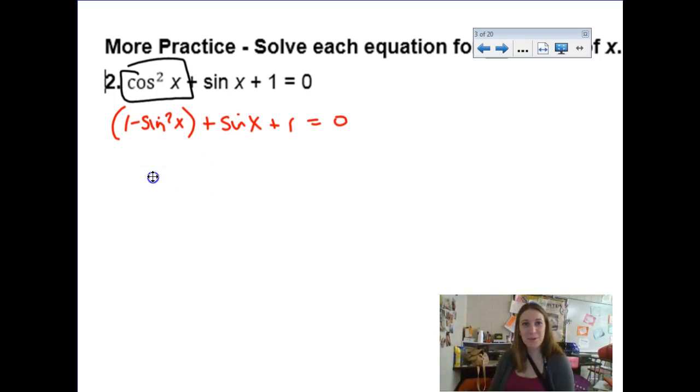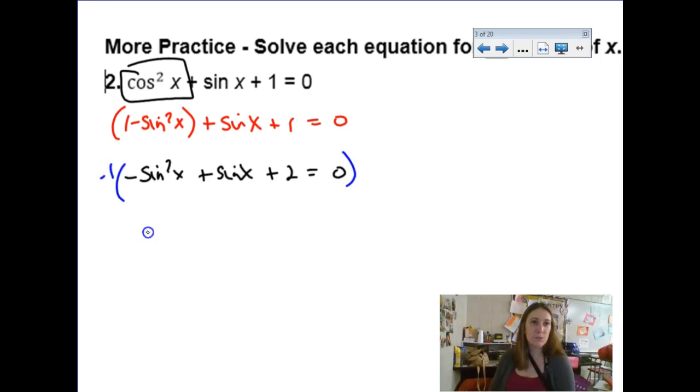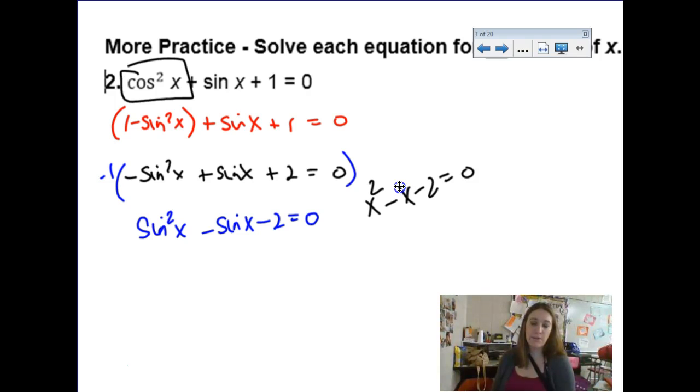So the 1 and this 1 will join together: negative sine squared x, plus sine x, and then 1 plus 1 is plus 2. So I'm going to factor this, but I don't like that this is a negative. So if we switch everybody's sign, this becomes sine squared x minus sine x minus 2. And then this closely resembles a quadratic that I would factor and solve.